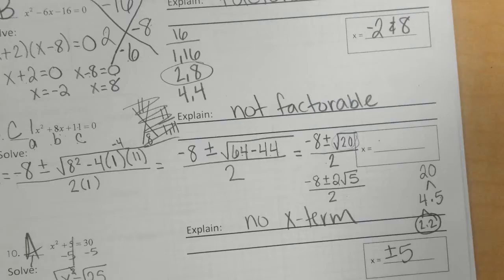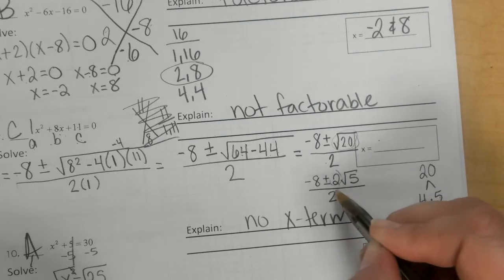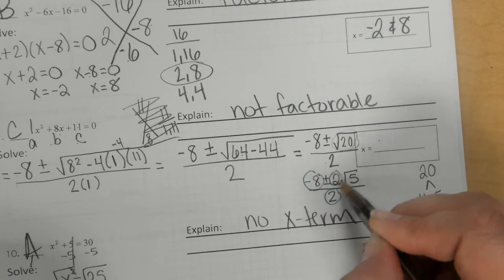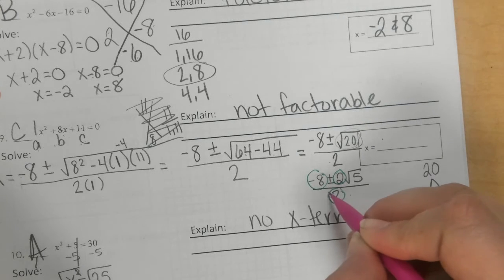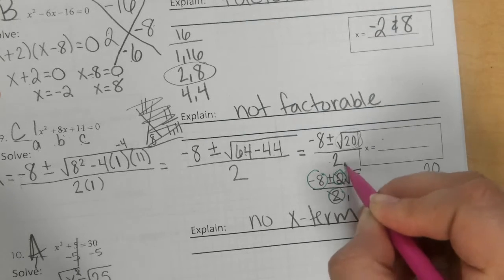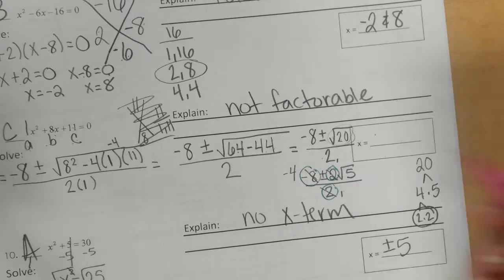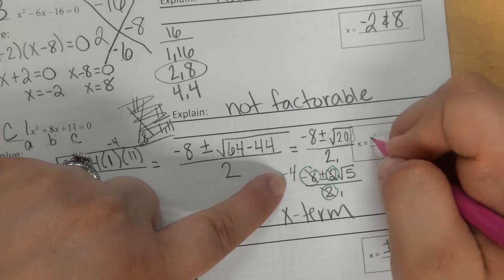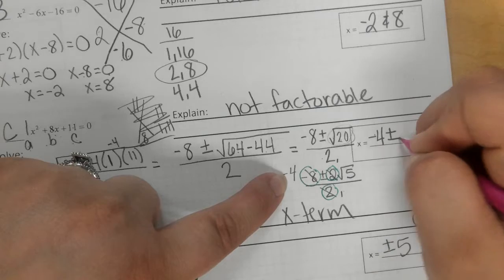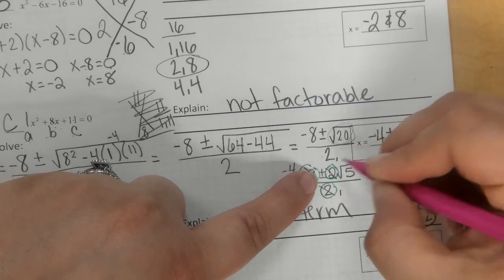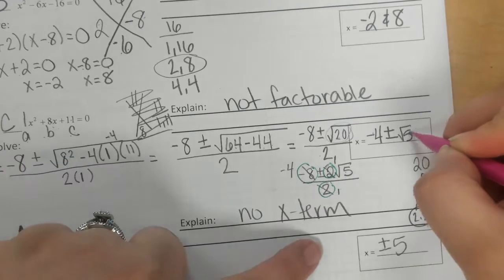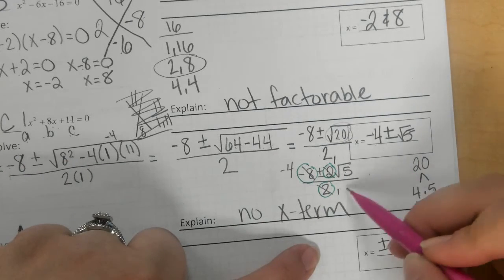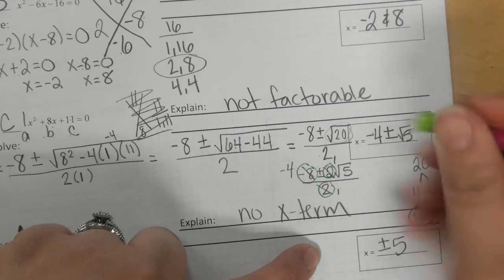And because all three of these parts right here are not in a radical, they can divide by 2. They're all divisible by 2. So I divide by 2, and then I can write my final answer. So negative 4 plus or minus, I don't need the 1, radical 5. And then I don't need to put it over 1. I can just be done right there.